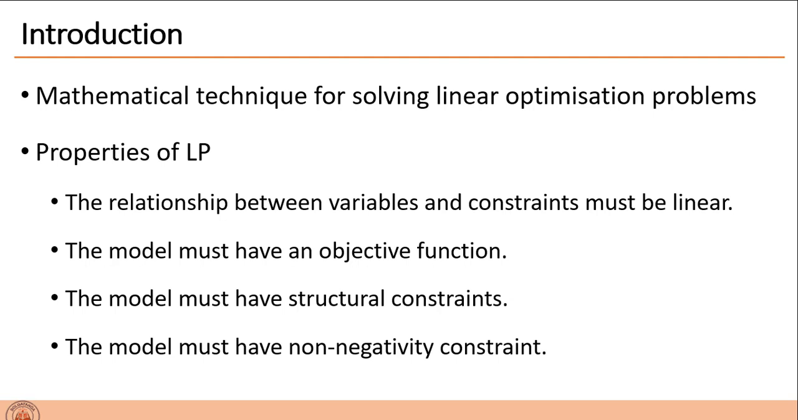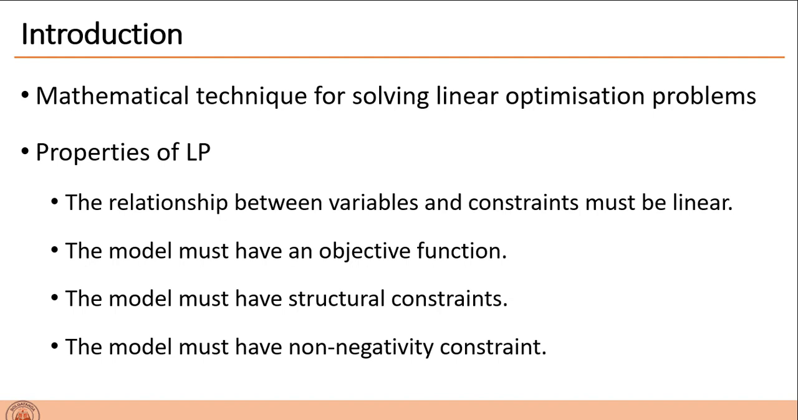First, let's look at the properties of a linear program. One, the relationship between variables and constraints must be linear. We're looking at linear, so all the variables must be linear. Linearity means the coefficients are linear. Two, the model must have an objective function too. Maybe your objective is to maximize profit, or maybe your objective is to minimize cost. Whichever way it is, you must have an objective function.